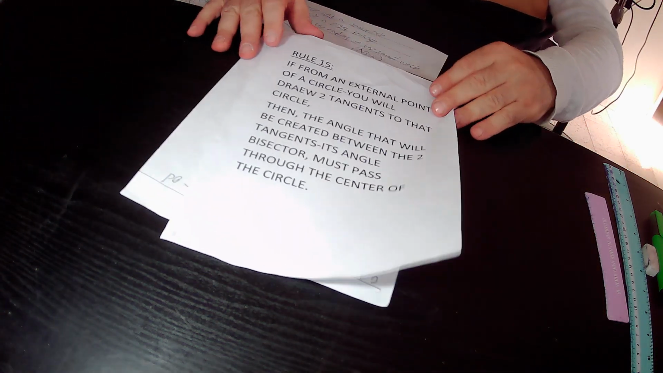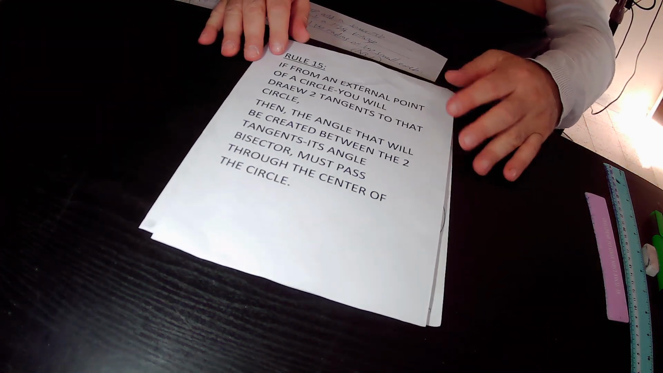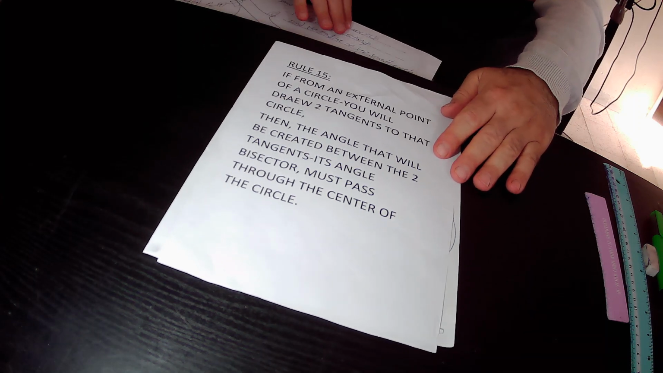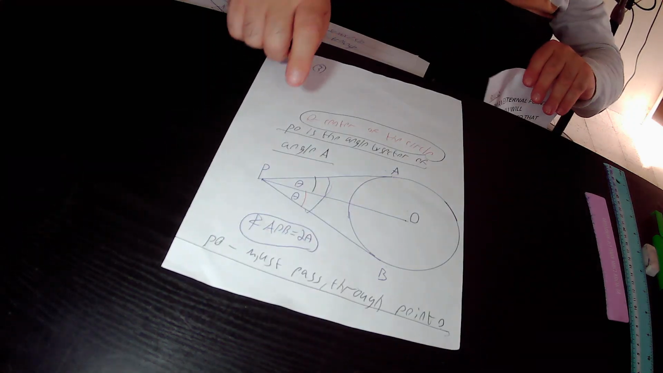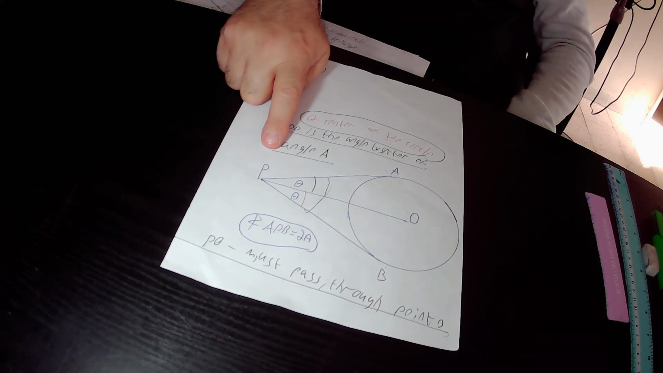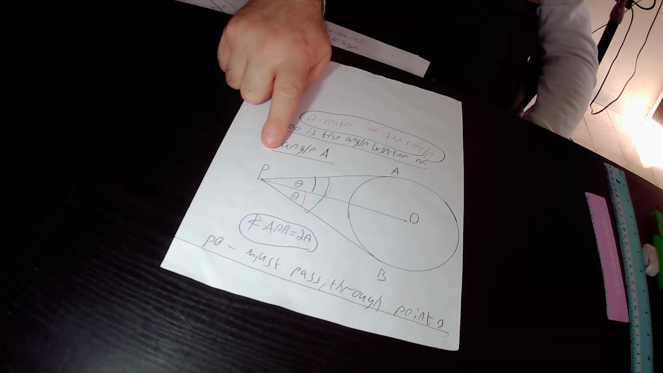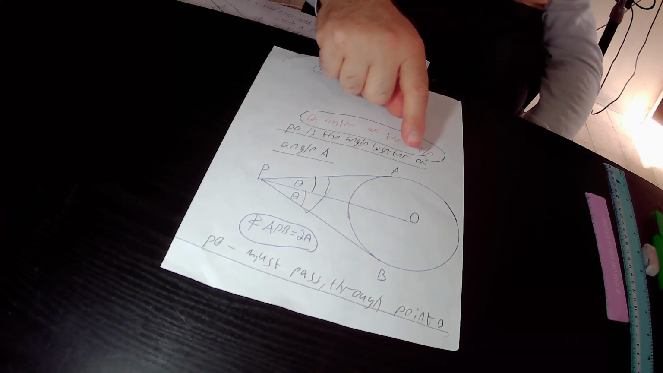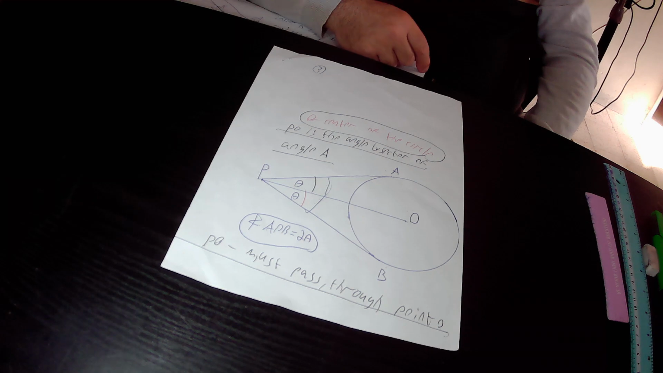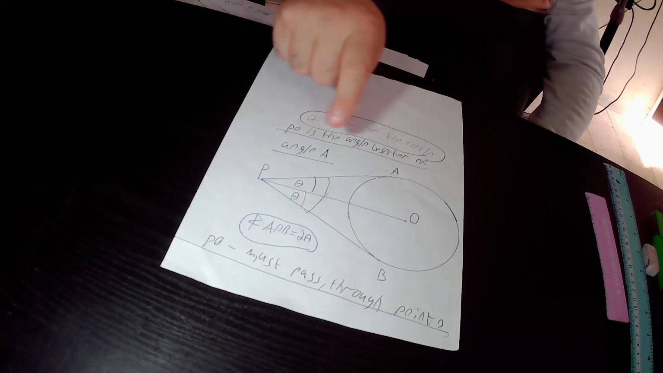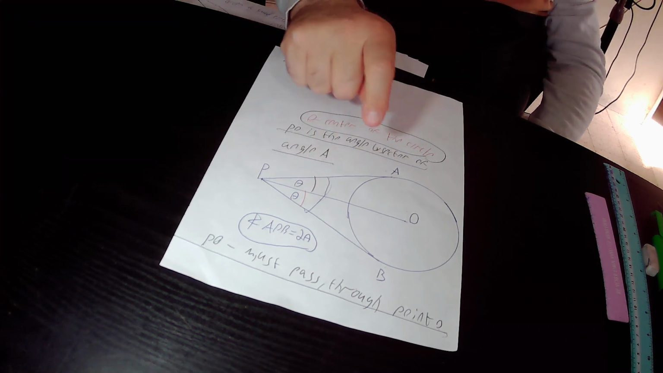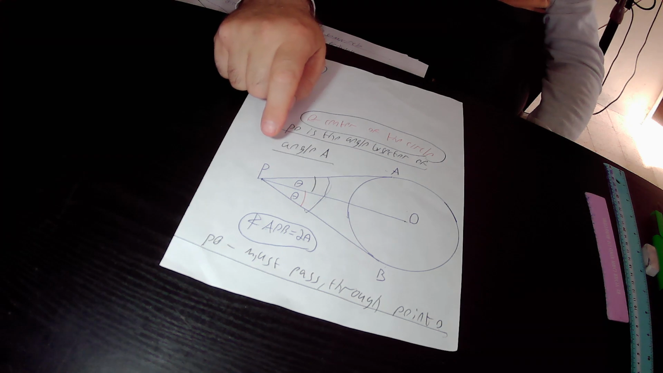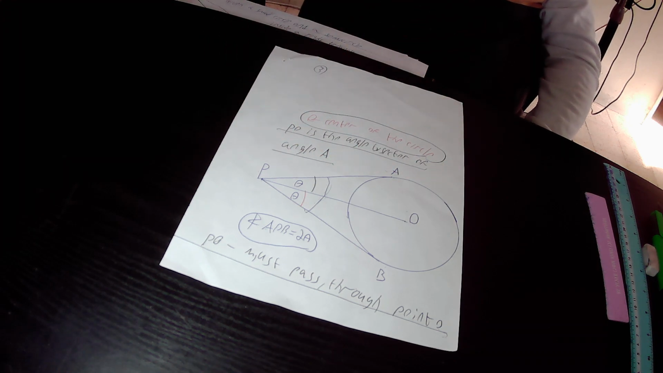According to rule 15, if from an external point of a circle you draw two tangents to that circle, here, this is the external point, point P. From this point P, we draw two tangents to this circle, tangent PA and tangent PB. By drawing the two tangents PA and PB, we created this angle APB.